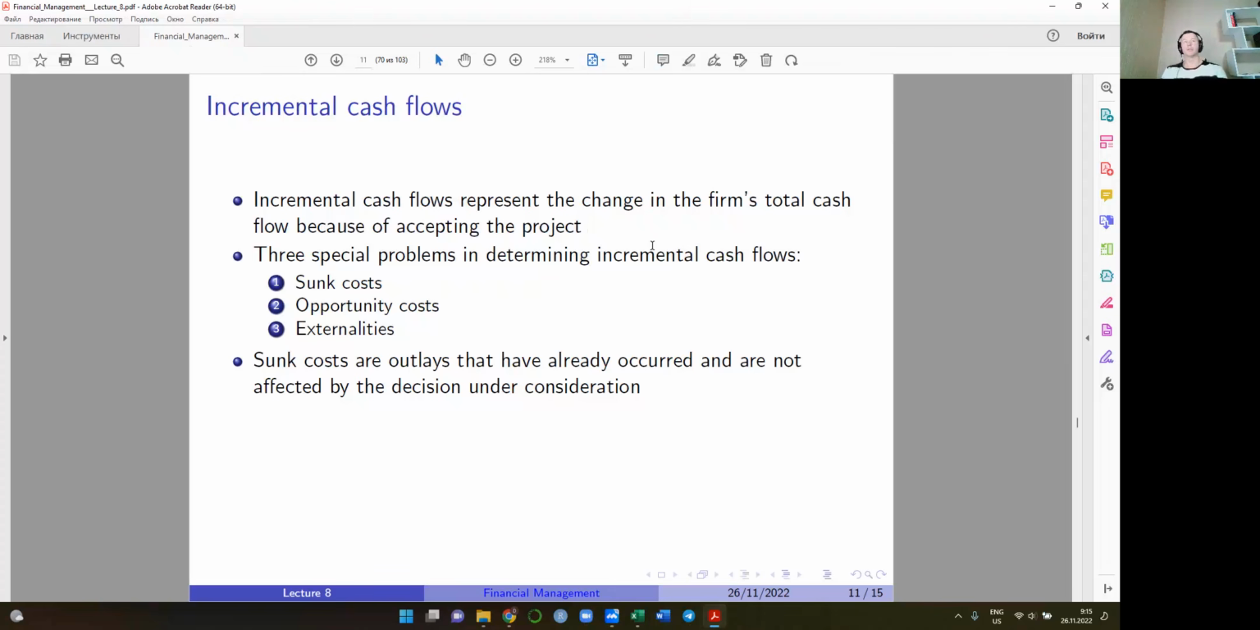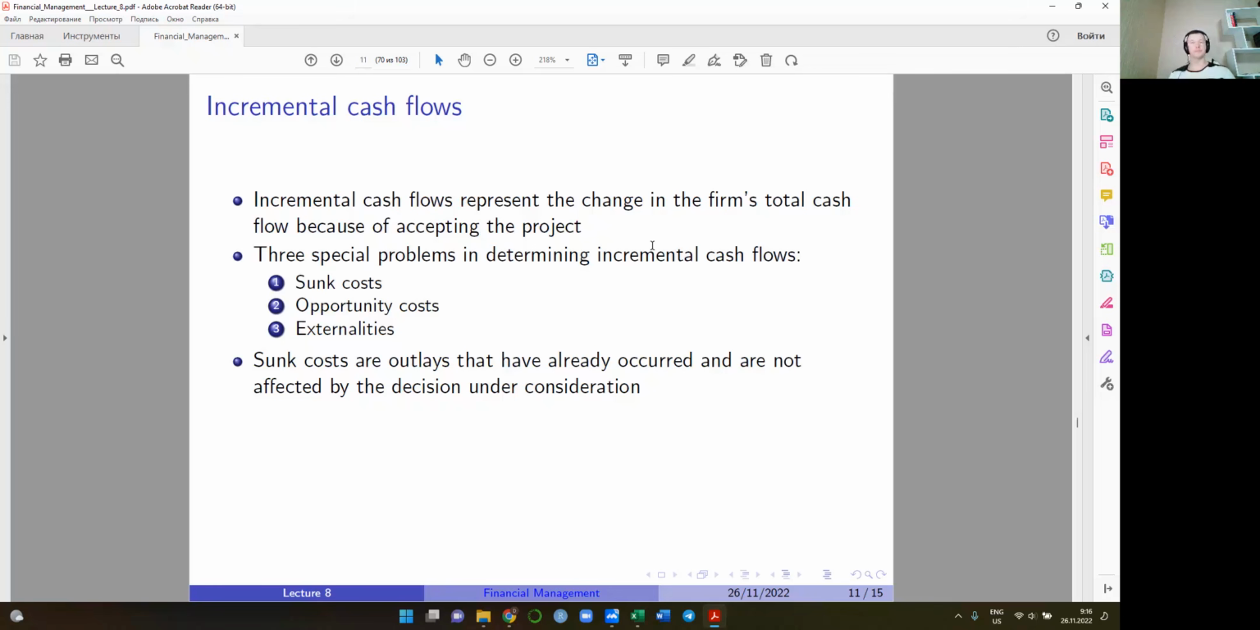So what are the sunk costs? Sunk costs are outlays that have already occurred and you cannot affect them by the decision. So if you decide to invest, if you don't decide to invest, sunk costs are not repairable.